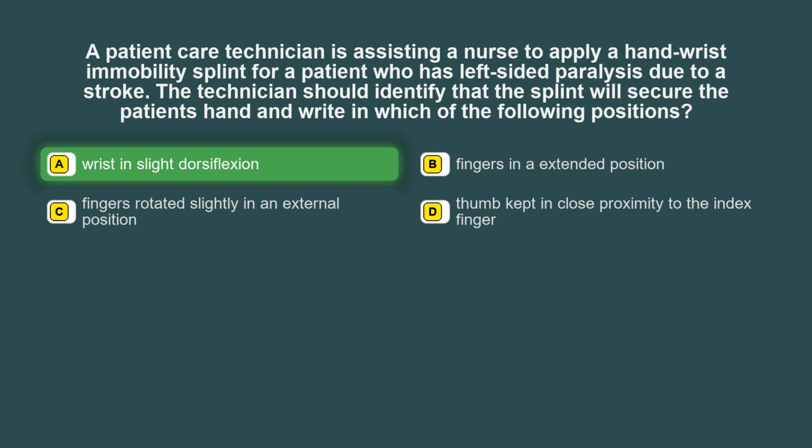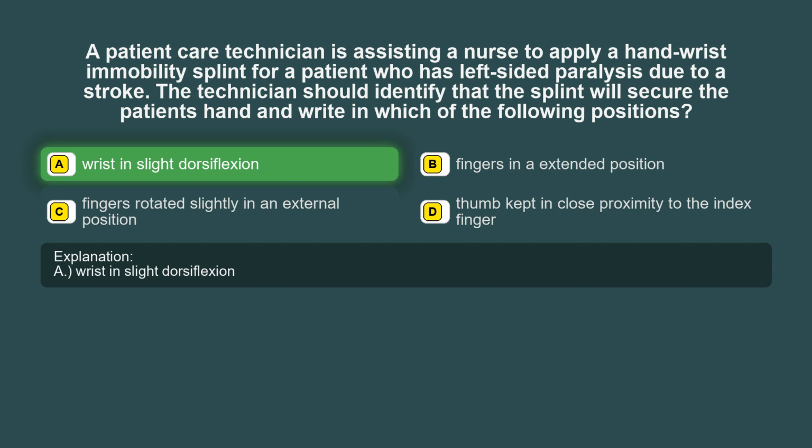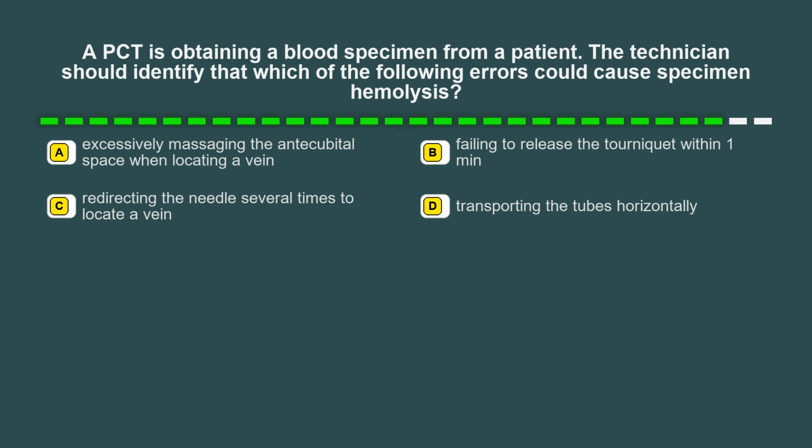The correct answer is option A, wrist in slight dorsiflexion. Question 65. A PCT is obtaining a blood specimen from a patient. The technician should identify that which of the following errors could cause specimen hemolysis? Option A, excessively massaging the antecubital space when locating a vein. Option B, failing to release the tourniquet within 1 minute. Option C, redirecting the needle several times to locate a vein. Option D, transporting the tubes horizontally.